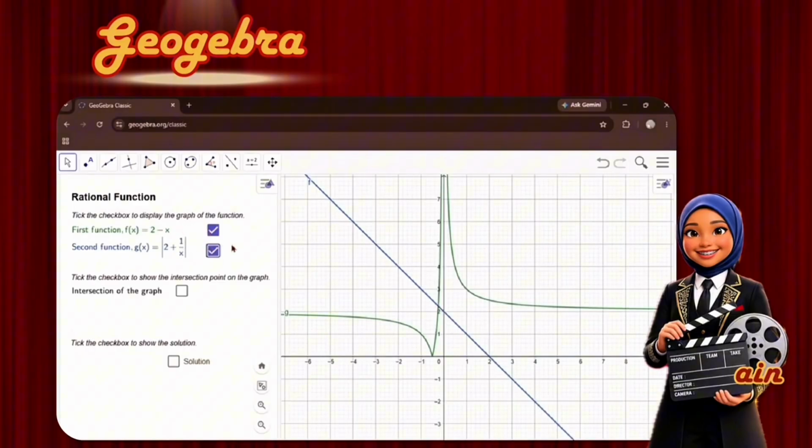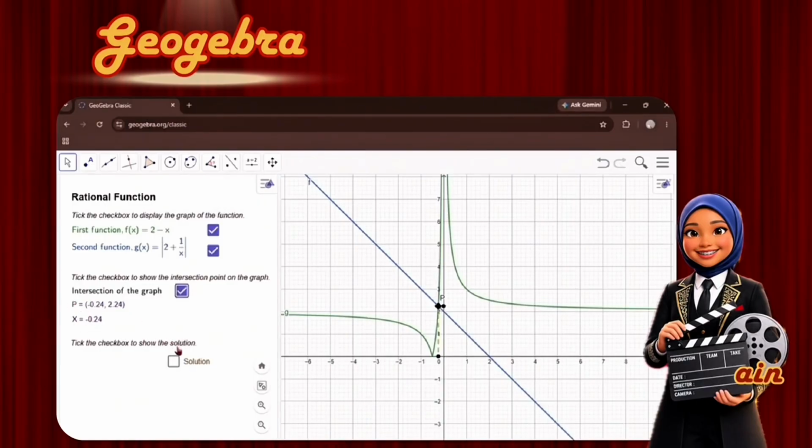The function g is not defined at x equals 0, so the green graph has a vertical asymptote at x equals 0. Next, take the intersection of the graphs. GeoGebra will show the point where the two graphs meet, which is P equals (-0.24, 2.24). Therefore, the approximate intersection value is -0.24.